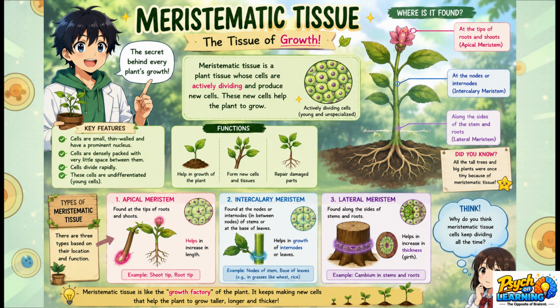These young, actively dividing cells are essentially the plant's cell factories. Their only job is to divide, and divide some more, producing all the new cells required for the plant to grow taller and push its roots deeper into the soil. They're small, they're tightly packed, and they're just full of energy.